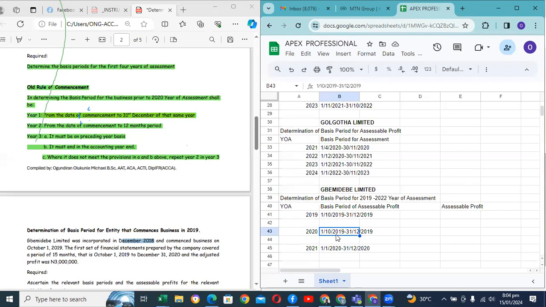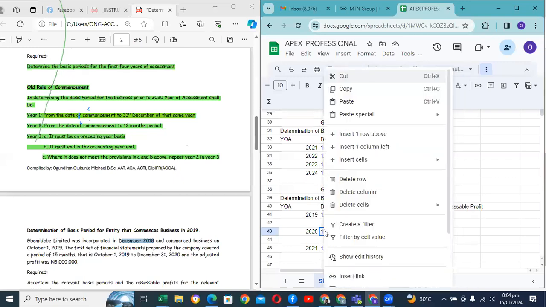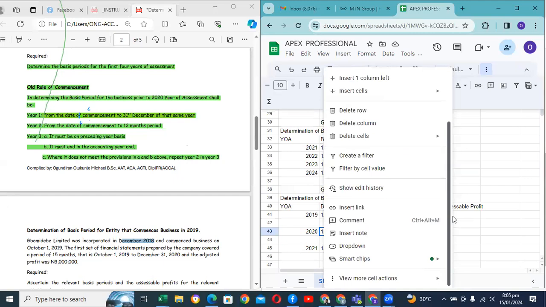The rule is now that since there should be no overlapping in the basis period, you have to cancel. Do you understand now? Because there must be no overlapping, and if you do overlapping, you are actually contradicting the law. Is that clear? So it means for this period, what you are going to be having at the end of the day is nil.